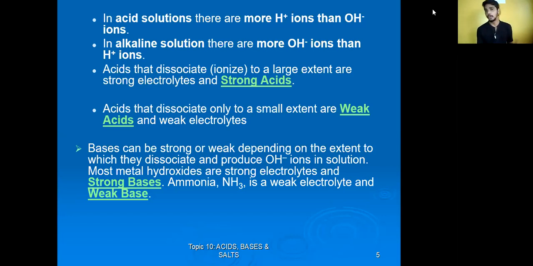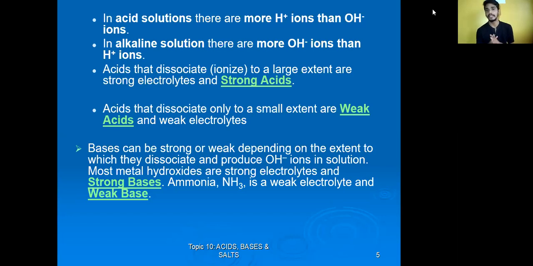So what we are studying right now is strong electrolytes and weak electrolytes. On the property of extent of dissociation or ionization, we categorize them into strong or weak acids, or they are called electrolytes as well. Why is it called an electrolyte? Because it dissociates. That's why it's called an electrolyte. Bases can be strong or weak depending on the extent to which they dissociate and produce OH- ions in the solution. Most metal hydroxides are strong electrolytes and strong bases. Ammonia, NH3, is a weak electrolyte and weak base.